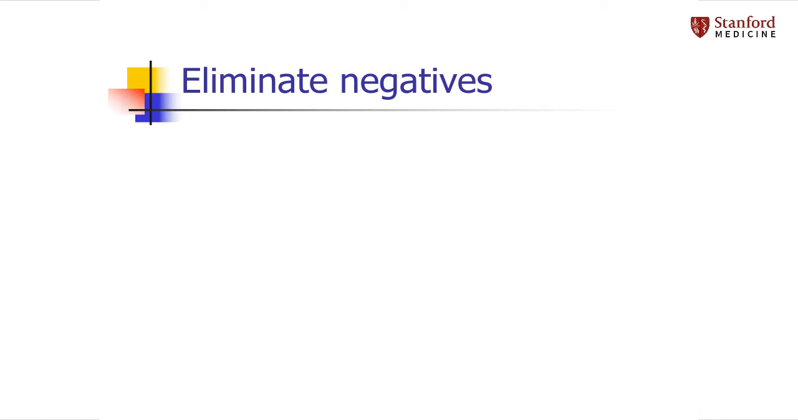So starting with eliminating negatives, this is a great little tip that you may not have ever thought of before. But things like, she was not often right. There's a way to turn that into a positive. You can say, she was usually wrong. Whenever you encounter a not in your writing, see if you can turn it into a positive. You can almost always do it, and it's usually much clearer when you use the positive construction.